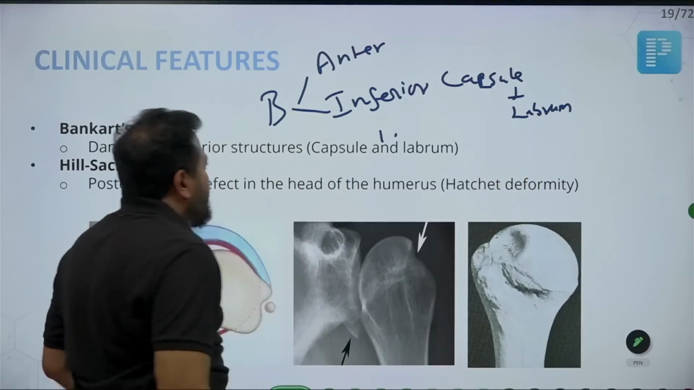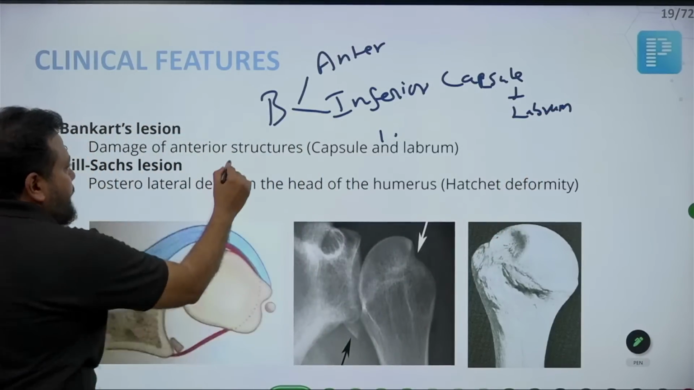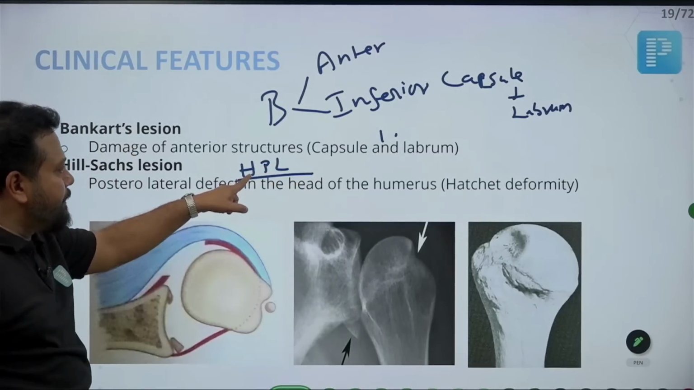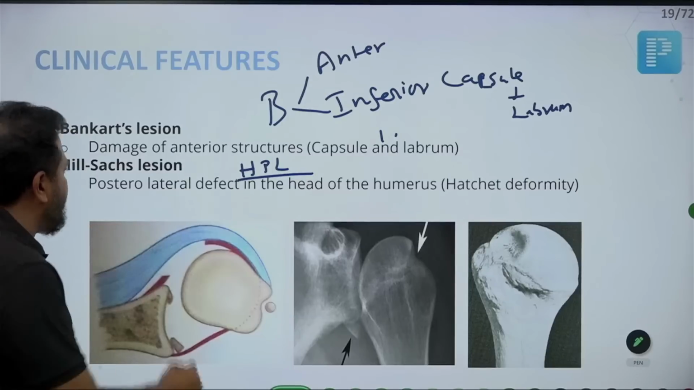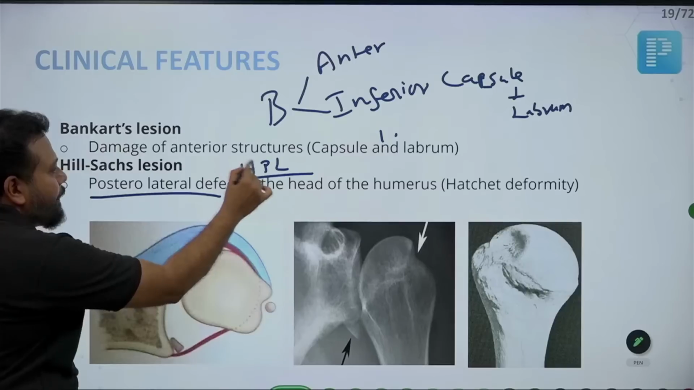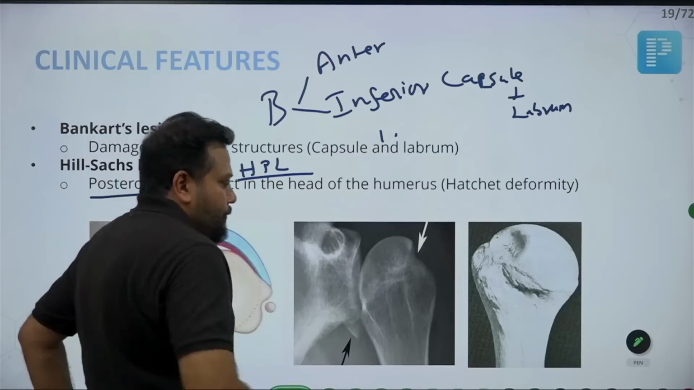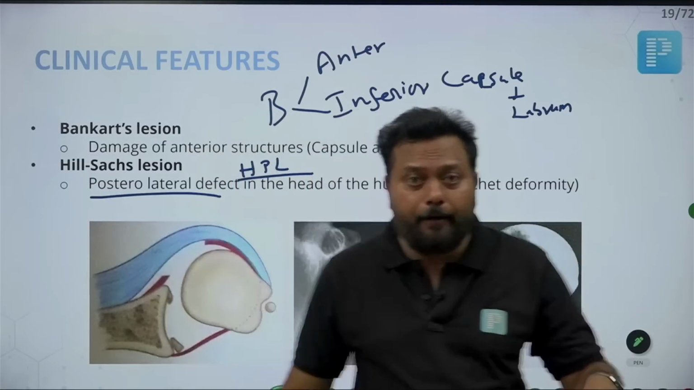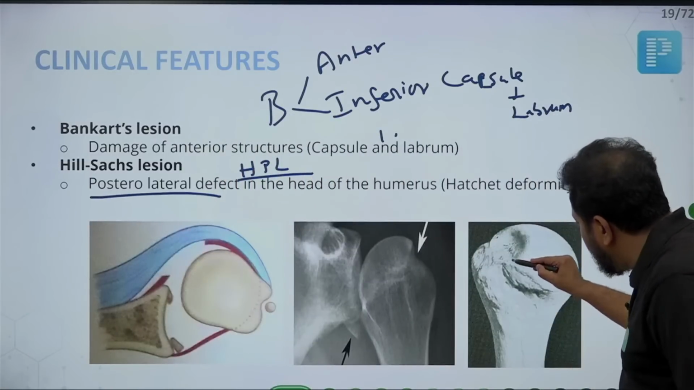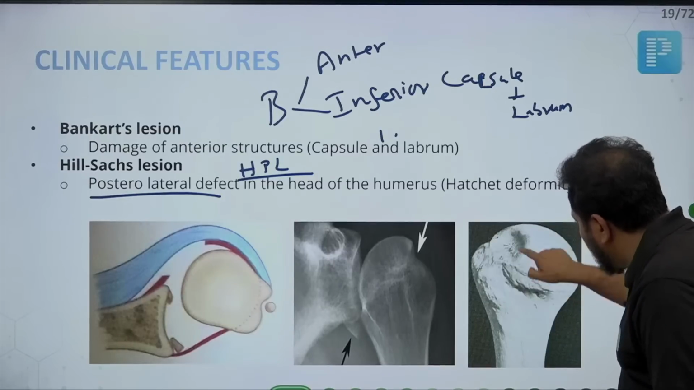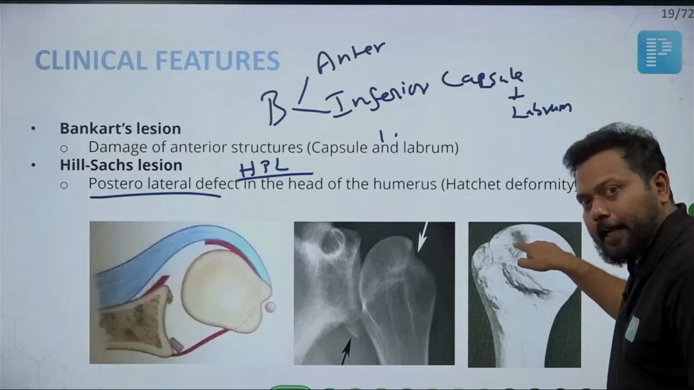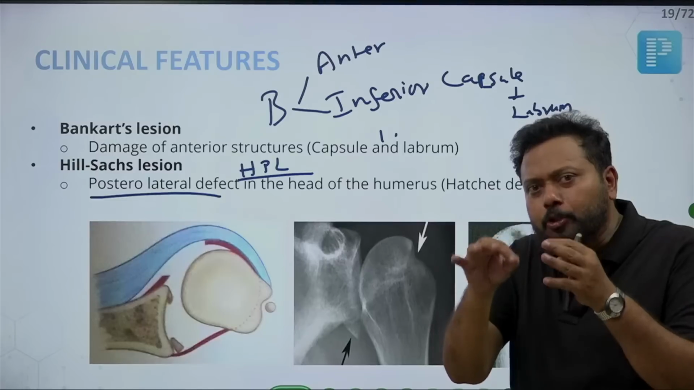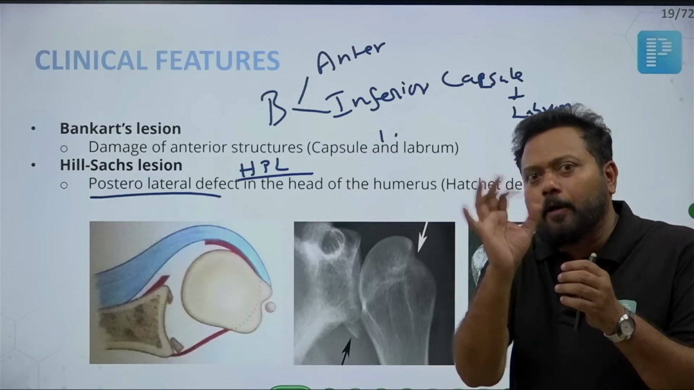The mnemonic which I told for Hill-Sachs lesion is HPL. Hill-Sachs is a bony lesion, a defect happening in the posterolateral aspect of the head of the humerus. See, this is the X-ray. This is a real autopsy humerus which is having a Hill-Sachs. Are you able to see a dimple, a depression here? Whenever in the head of the humerus you get a dip or a defect in the posterolateral aspect, that is called Hill-Sachs lesion.